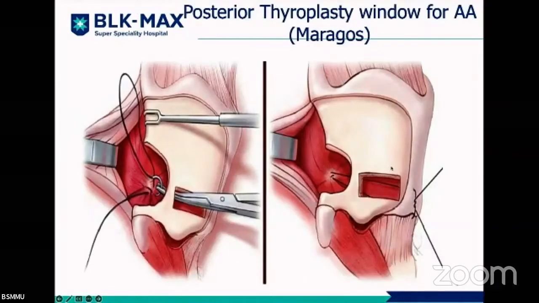Then Maragos created a C-shaped window posteriorly on the ala, and this I do very regularly. I'll be showing it in my video also. You take a figure eight bite and bring it out anteriorly and tie it. By this, you achieve your arytenoid reduction, and the voice improves immediately.